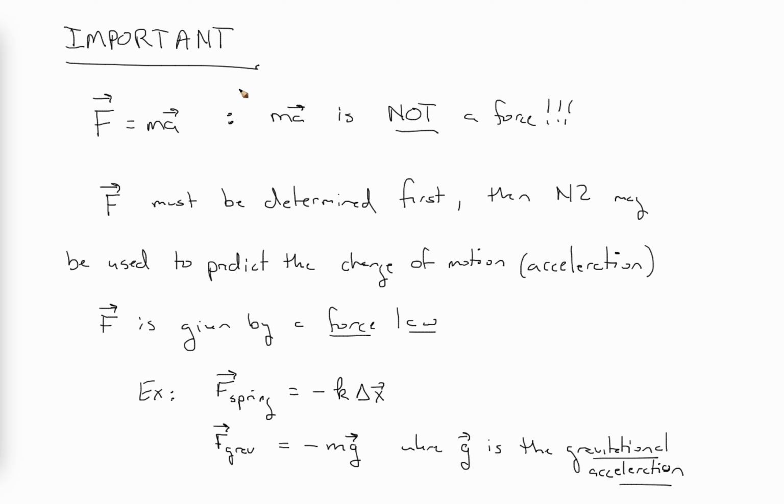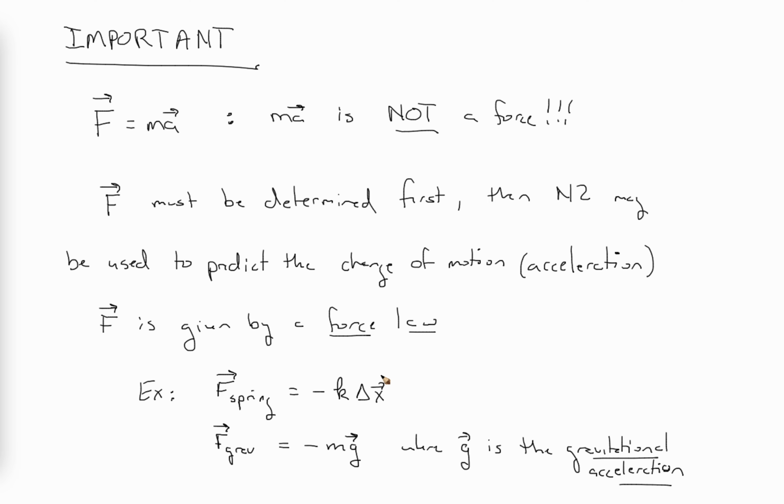For instance, a spring. If you grab a spring and pull on it, you'll feel a force pulling back at you. And so a simple force law for a spring is minus kx. k is called a force constant. It's just a number. Delta x here is just the displacement of the spring.